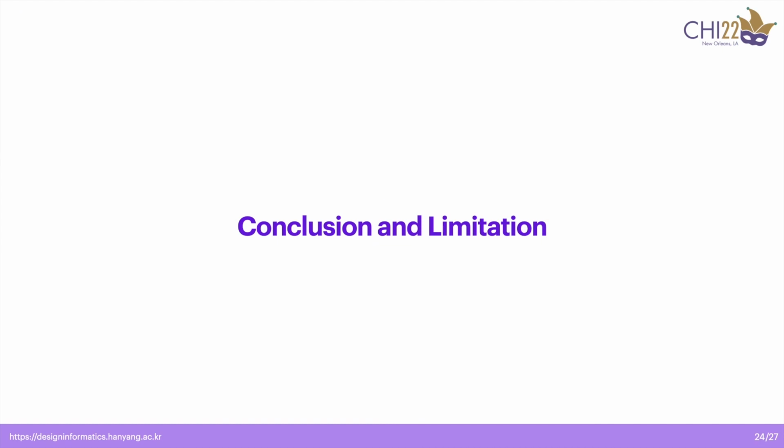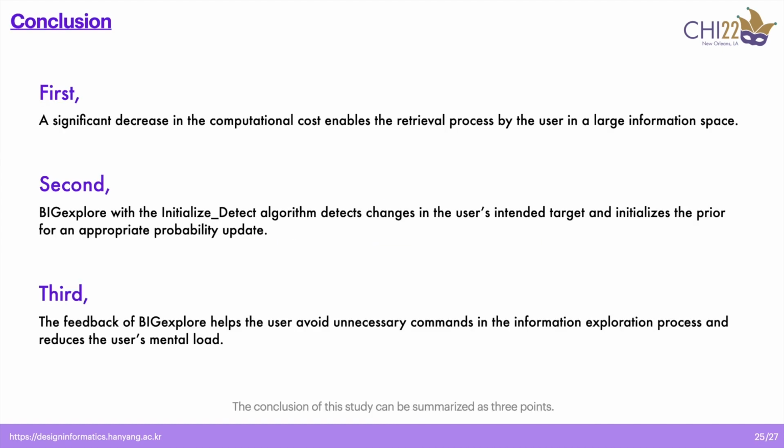The conclusion of this study can be summarized as 3 points. First, a significant decrease in the computational cost enables the retrieval process by the user in a large information space. Second, BIGexplore with the initialize detect algorithm detects the changes in the user's intended target and initializes the prior for an appropriate probability update. Third, the feedback of BIGexplore helps the user avoid unnecessary commands in the information exploration process and reduces the user's mental load.